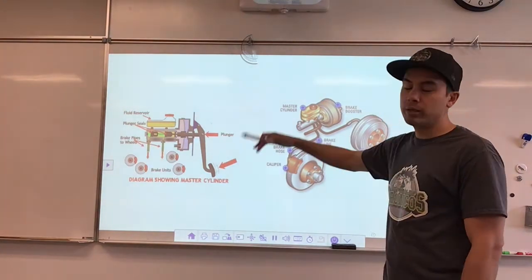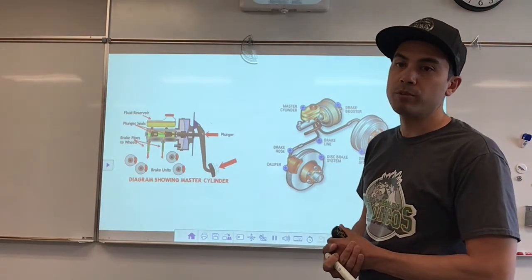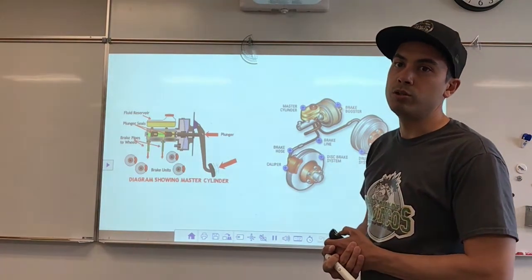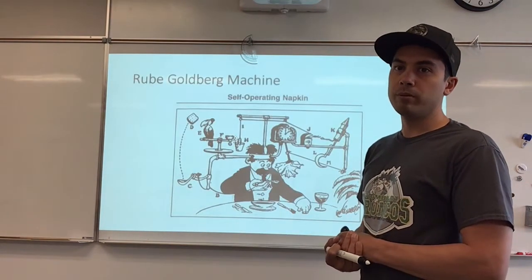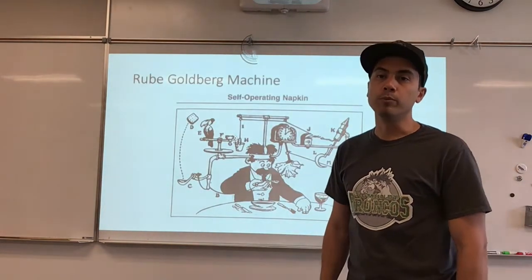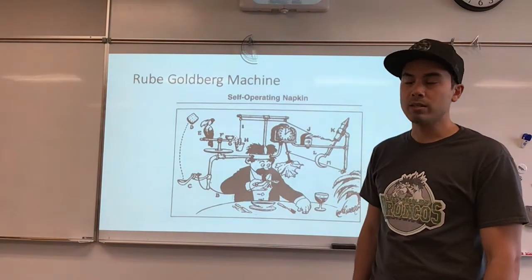So this is just showing a system made up of some different simple machines that we've talked about to do a certain job. A bit more of a silly example might be something like a Rube Goldberg machine. It's just a very elaborate way of doing a very simple job.